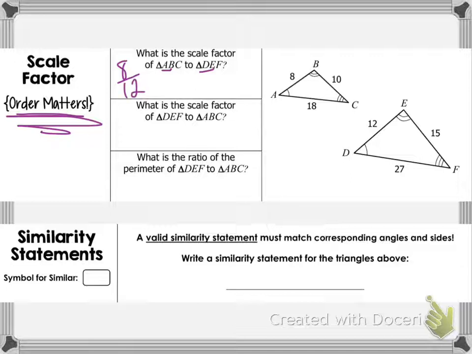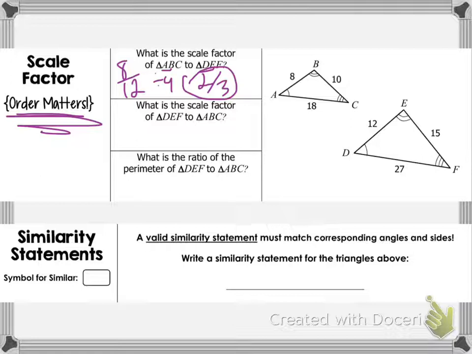So our scale factor is going to be 8 over 12, and that can definitely be simplified because 4 goes into both 8 and 12. So let me just divide both of these by 4. 8 divided by 4, that's going to be 2. 2 over, and then 12 divided by 4, that is 3. So our scale factor is going to be 2/3 when we're looking at triangle ABC and DEF.